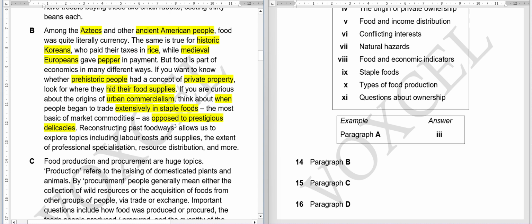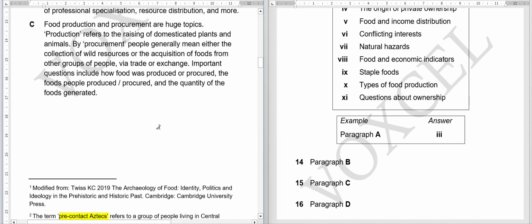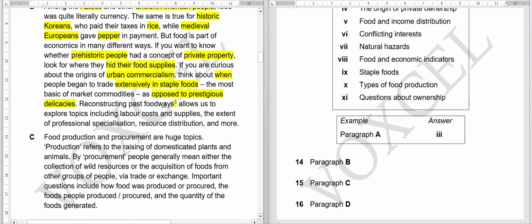Reconstructing past foodways. Foodways: the eating habits and culinary practices of a people, region, or historical period. So eating habits, the food ways. Basically, how they ate their food.